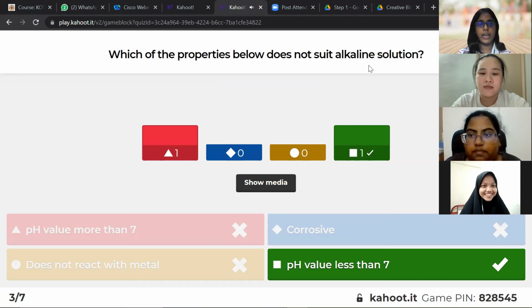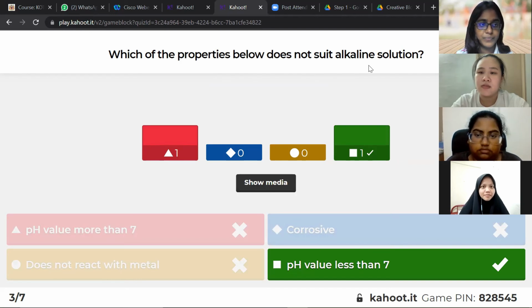Okay. One of y'all answered the pH is more than 7. And one of y'all answered the pH is less than 7. So because they say does not suit, that means the clue here is you have to find the wrong answer, right? So that's why the answer is pH value less than 7, because pH value less than 7 would be acidic solution. Okay? I hope everybody's clear.